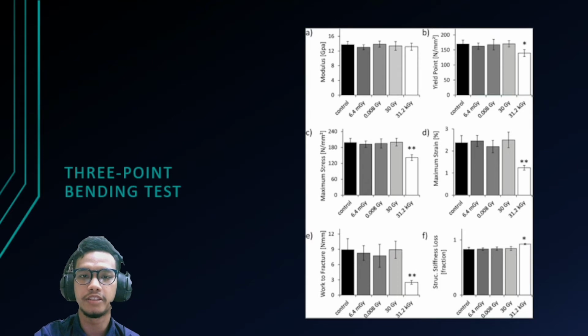Moreover, there is a 17.24% lower yield point in the group treated with an irradiation dosage of 31.2 kGy than in the control group, as you can see from chart B. For the plastic region, all parameters of 31.2 kGy did exhibit significantly lower values than the control group. The structural stiffness loss increased by 11.31% based on chart F.